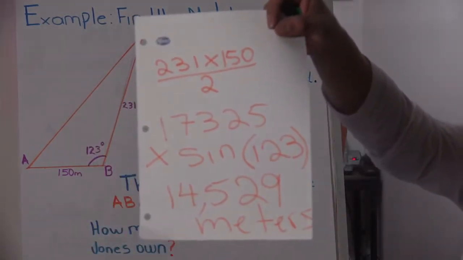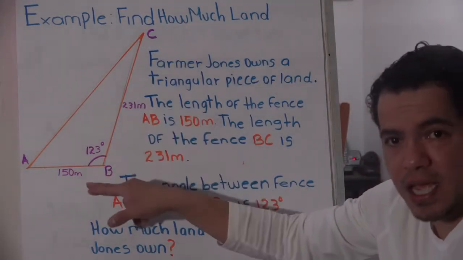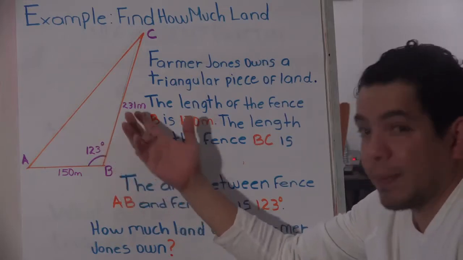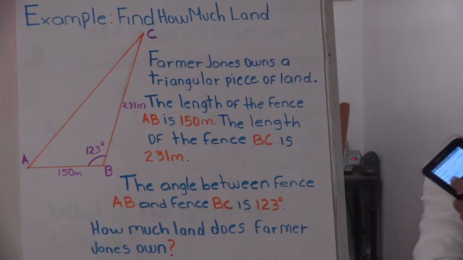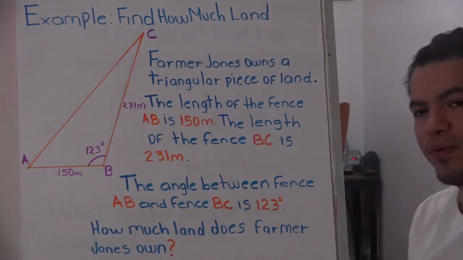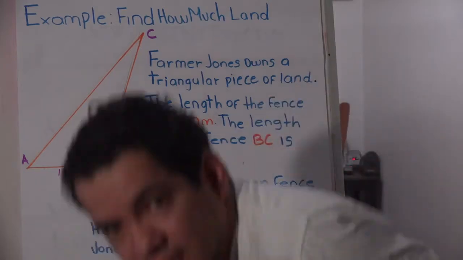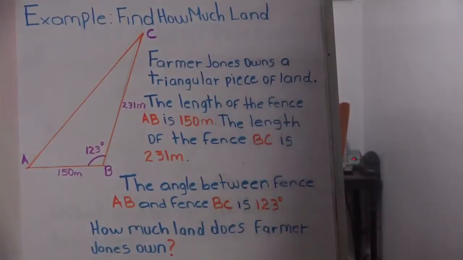And that's basically how you find the area of a non-right triangle. Remember, multiply the two sides and then take half, and then multiply by the sine of the included angle. So you have more than enough information to do your lesson 41, on area of non-right triangles. Thank you very much.